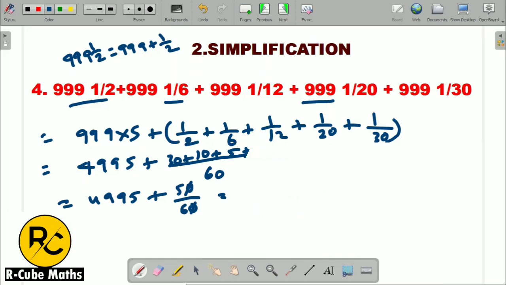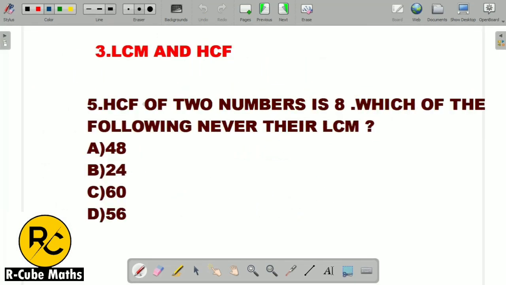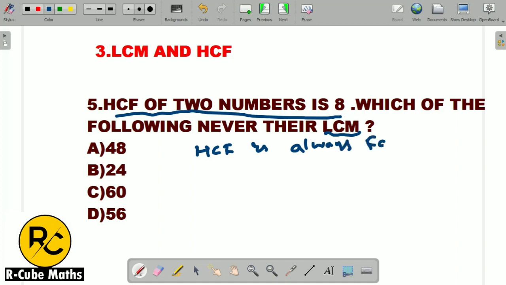Right, next question. The fifth question is on LCM and HCF. So what is the given information? The HCF of two numbers is 8. Which of the following can never be their LCM? So here remember one basic point. HCF is always a factor of LCM.